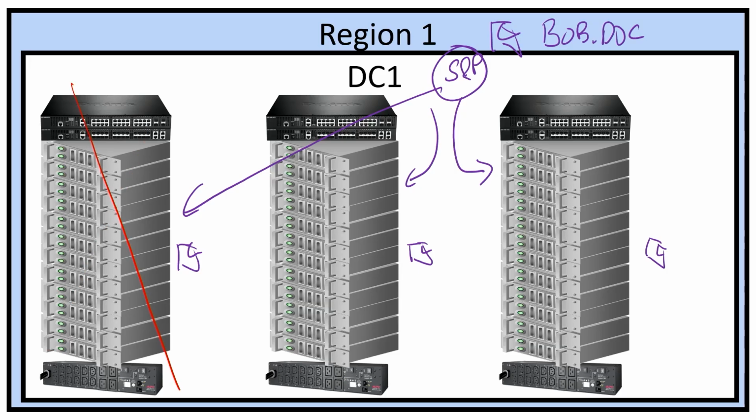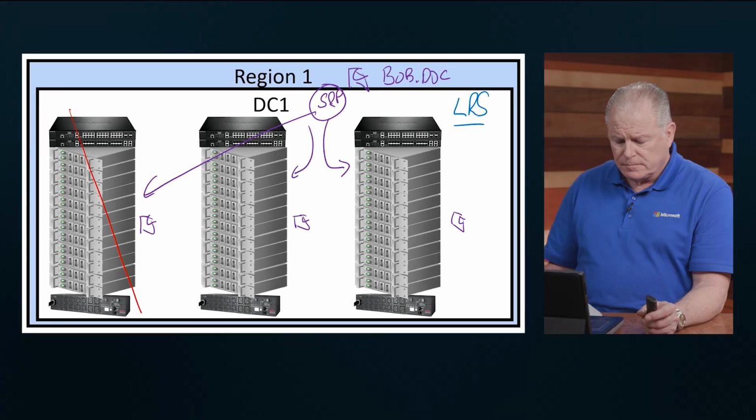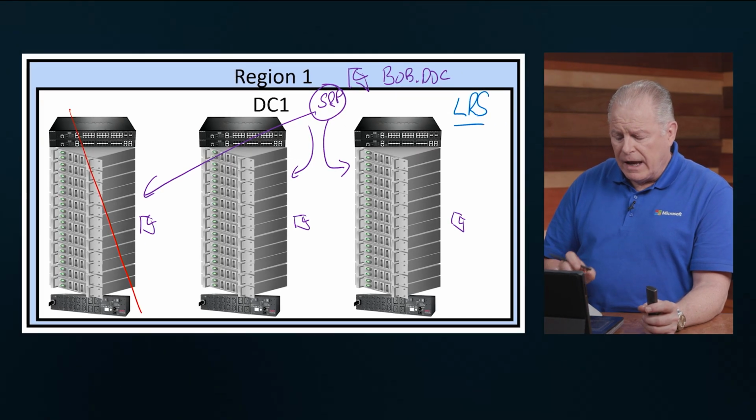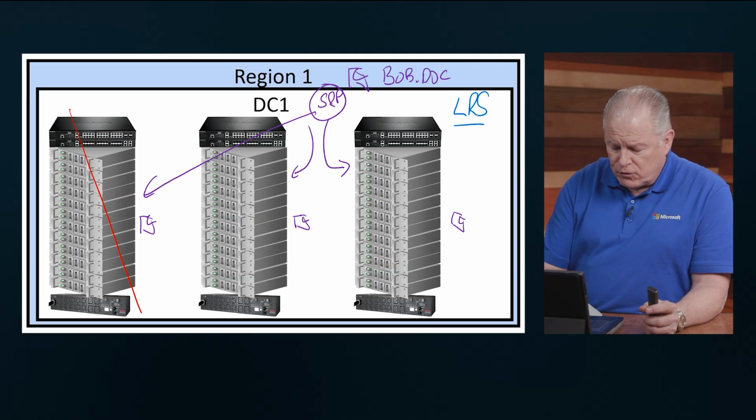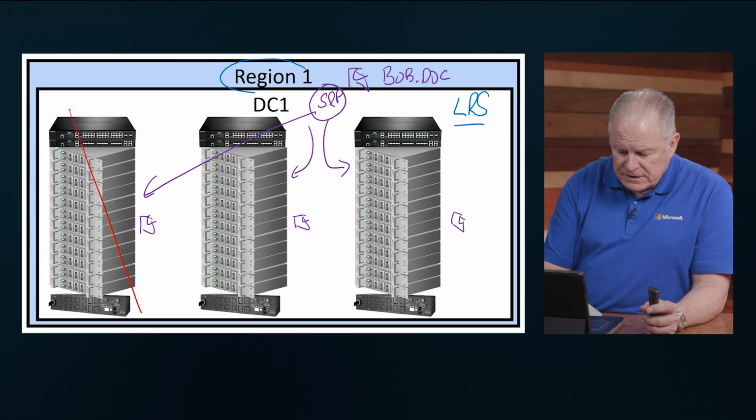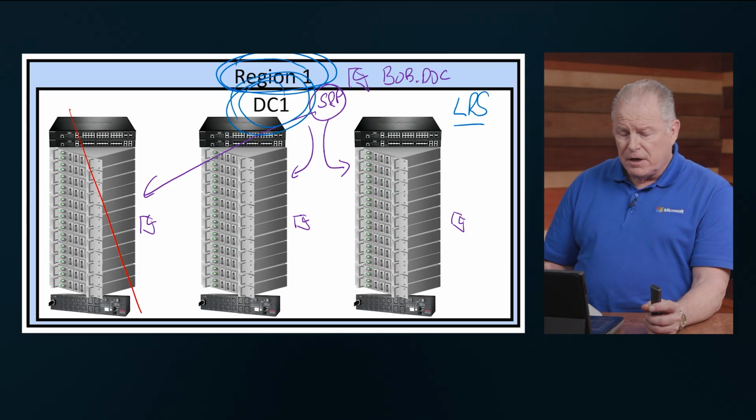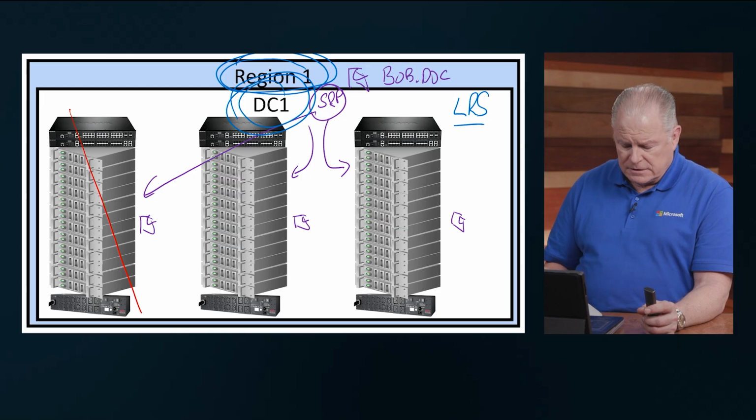Now this is generically called, and you'll see this when we go to create the storage account, LRS, or locally redundant storage. It's the oldest type of storage we've had. It's been around for a while. So LRS is going to create 3 copies of a file inside of a single region, inside of a single data center, but across 3 different fault domains. LRS.